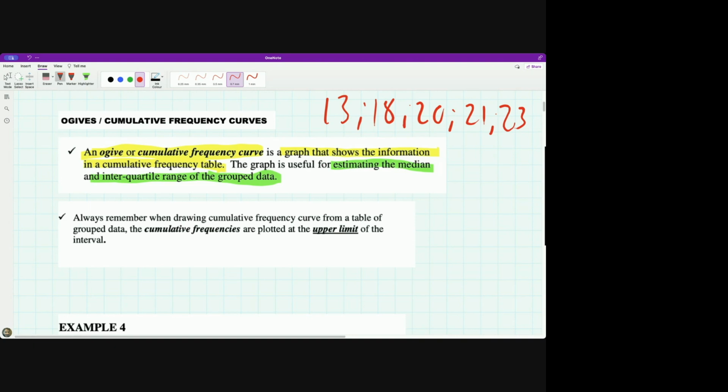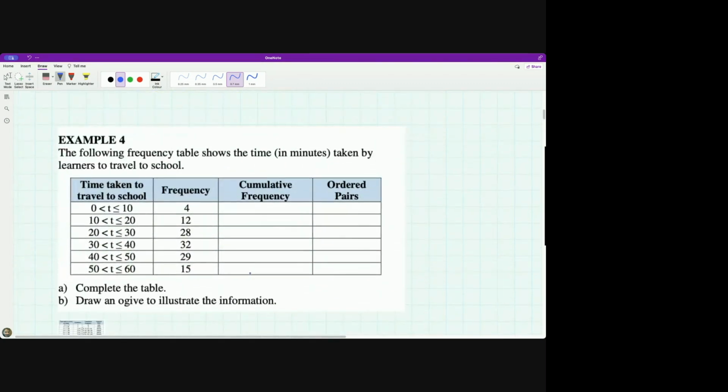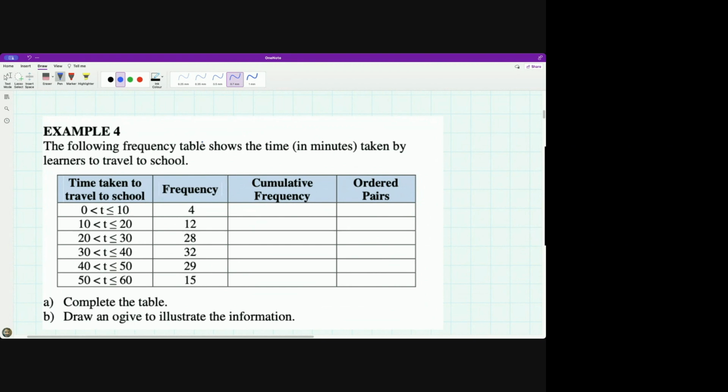But things that we have to remember are, when we draw a cumulative frequency curve, the cumulative frequencies are plotted at the upper limit of the interval. Now that sounds like a mouthful, but all that means is that when you've got an interval, you choose the end of that interval to be the x value, and then you choose the cumulative frequency to be the y value. And it'll be easier if I show you an example. So here is a grouped data table, and this table is showing how long it takes for learners to get to school.